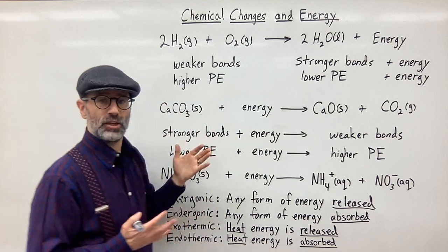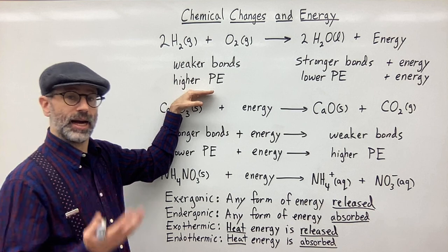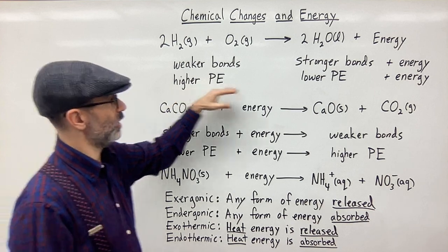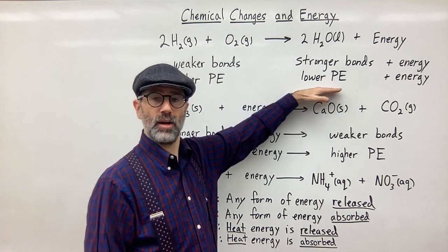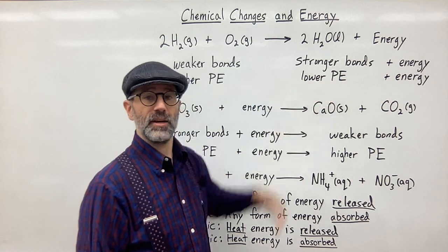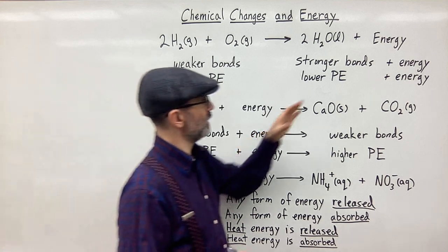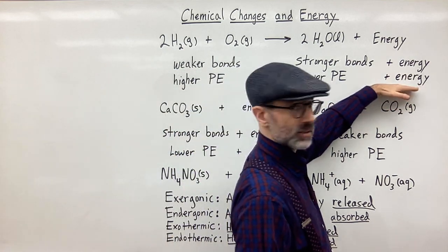Well, you're losing energy. So if you start with reactants that have higher potential energy, and you end up with products that have lower potential energy, then they lost energy. That energy is released as a product.